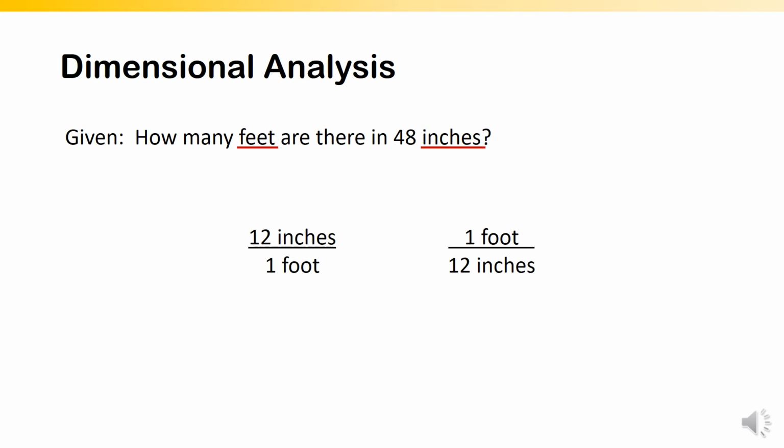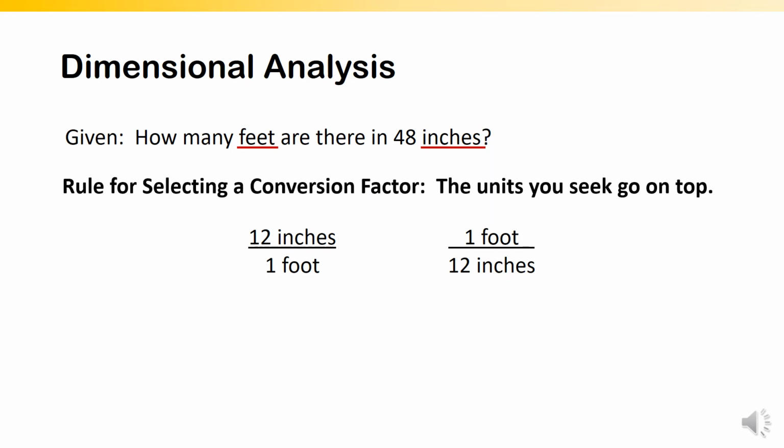Well, if we can have two possible conversion factors, how do we know which one to choose? Well, here's the rule. The rule for selecting a conversion factor is that the units you seek go on top. Let's take another look at our original question. We see that we're given inches, but what we want, the units that we seek, is an answer in feet. So we need to choose the conversion factor with the units of feet in the numerator, and that would be this conversion factor, 1 foot over 12 inches.